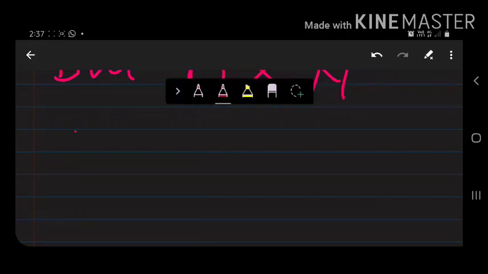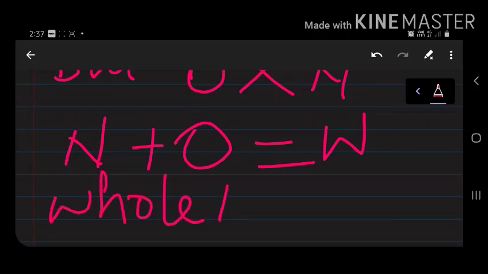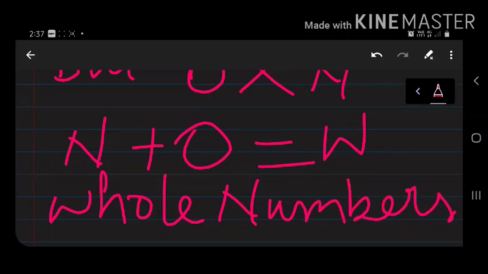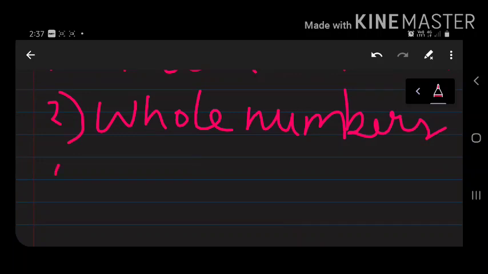So we updated our natural number system by adding 0, and by doing so we obtained a new number system which is known as the whole number system. The whole number system is nothing but natural numbers plus 0. So whole numbers are the numbers starting from 0, 1, 2, 3 and so on.